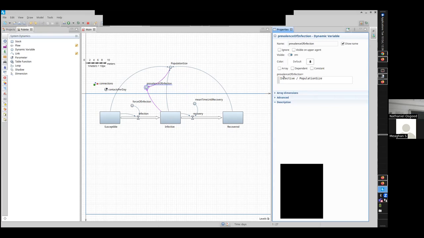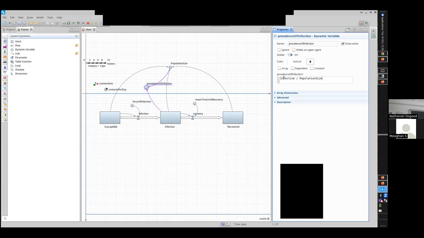So right now, the population size is constant. There's no one coming in, no one leaving. It's just a conservation of people. They're either here, here, or here. So at the moment, population size is constant. So as infective goes up and then comes down, what will the prevalence of infection be? Also rising and falling, right?